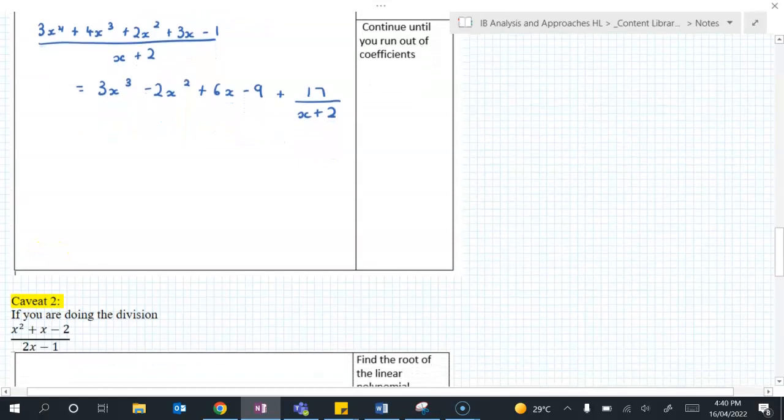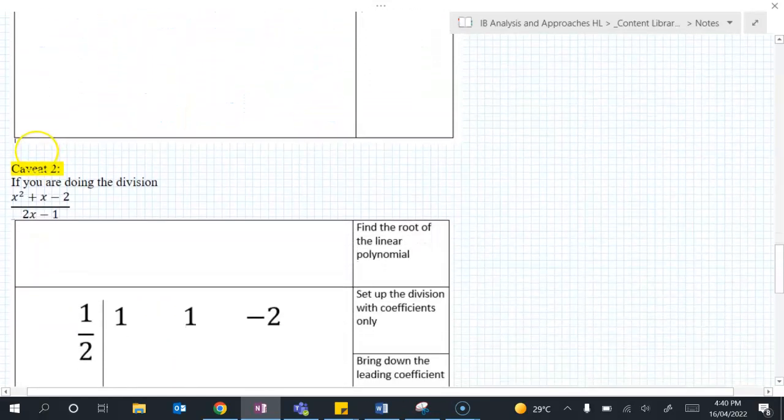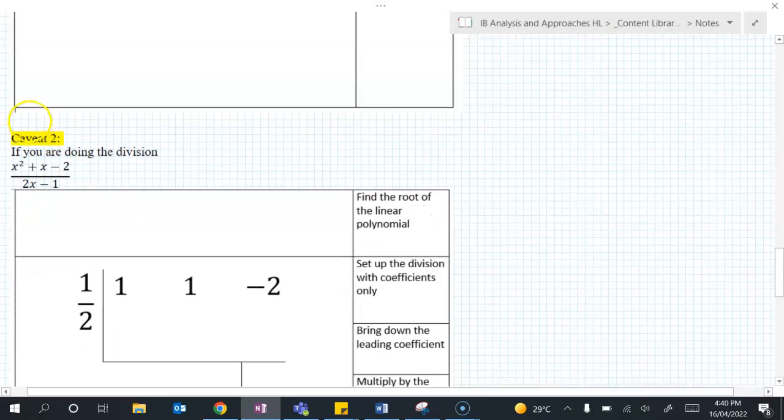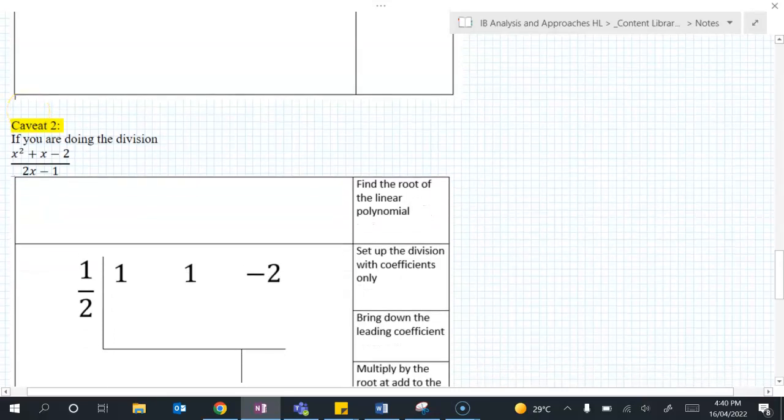Now I'm sure you can see that that's a lot easier, but there's also another condition under which this gets used. So if you're doing the division x squared plus x take 2, all divided by 2x take 3, well, let's just go through with it. 2x take 1 equals 0. It's x equals a half. I think I said we're dividing by 2x take 3, but we're dividing by 2x take 1.